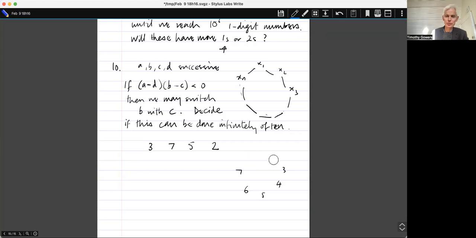So I can swap 1 and 2. Let's just do that and see what happens. Now 2, 4 is going in the same way as 1, 3. 1, 5 in the same way as 3, 4. 3, 6 in the same way as 4, 5. But 6, 1 and 7, 2 are going in the same direction. 7, 3 and 2, 1 are going in the same direction. That came as a bit of a surprise to me.